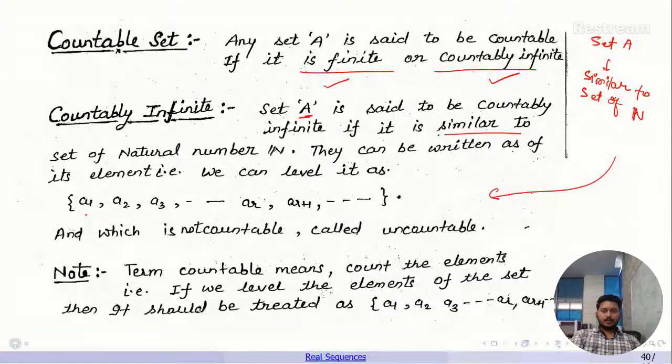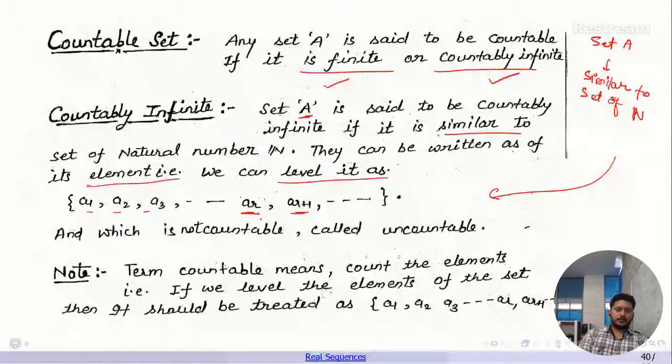Here the set elements are like this: A1, A2, A3, and so on, AR and AR plus 1. These are written as the format's elements. So we can label it as A1, A2, A3, AR and AR plus 1. And it is not countable, because the only element here, when we put the AR, is the number. When we take A1, A2, A3, these are called not countable. So we can say that it is uncountable.